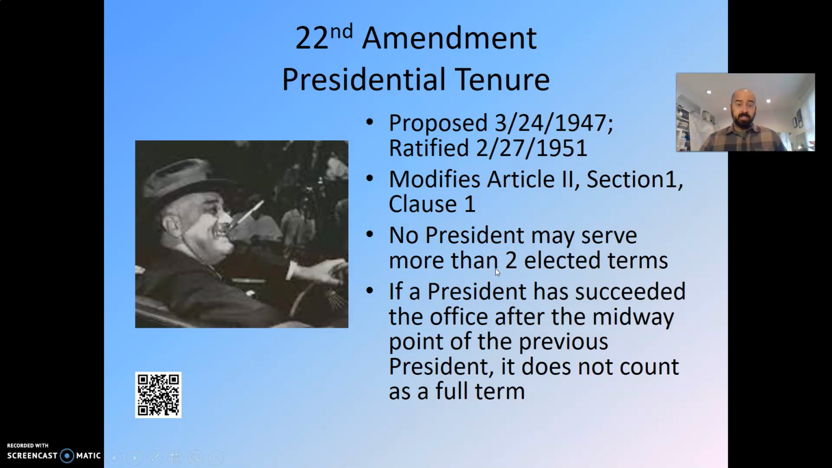Here's a mnemonic device for it. This limits a president to 2 terms. So you can take that 2 terms and make it the 22nd Amendment, 2-2. Additionally, it says that if a vice president takes over for a president and it's less than half of a term, well, then they are still eligible for 2 full terms. So technically, somebody could serve nearly 10 years as president, even with the passage of the 22nd Amendment.